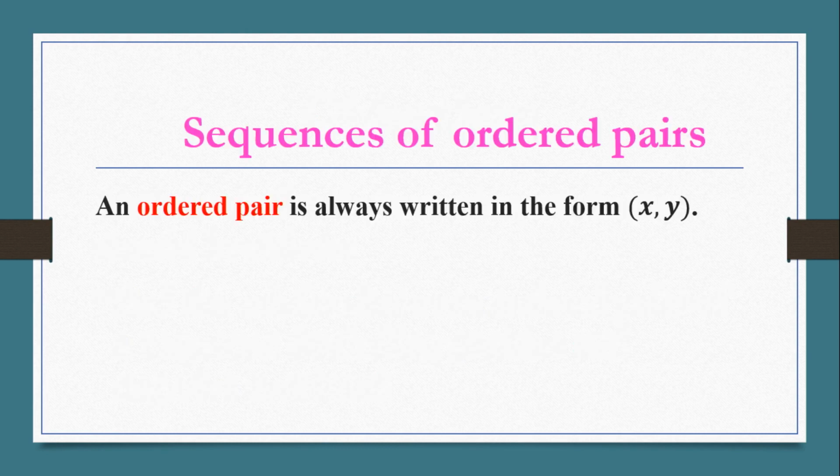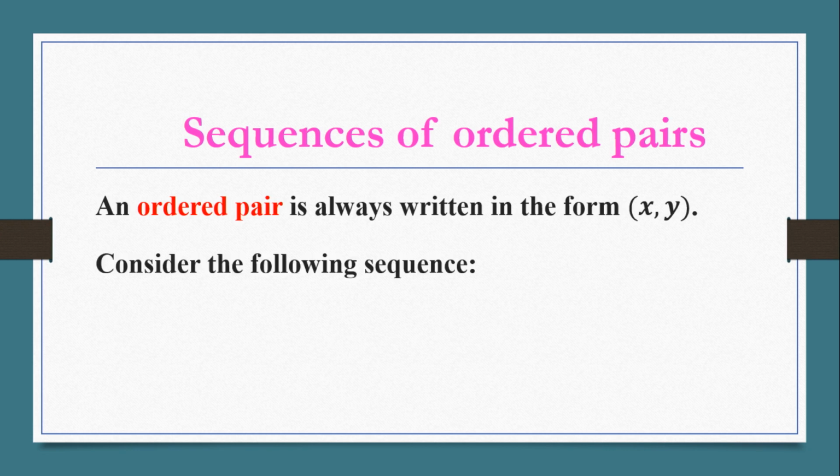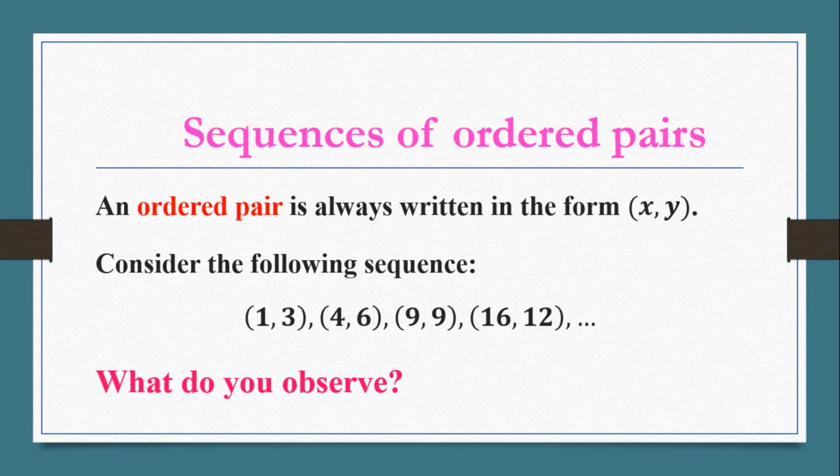So what is an ordered pair? An ordered pair is always written in the form (x, y). Consider the following sequence: (1, 3), (4, 6), (9, 9), (16, 12). What do you observe?